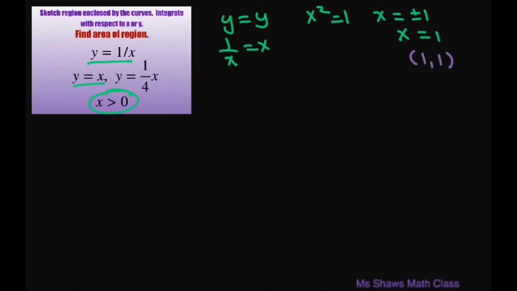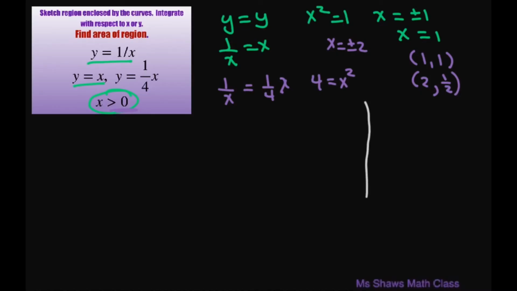And we also have 1 divided by x equals 1/4 x. So that's going to give you 4 equals x squared. So we have x is plus or minus 2. Again, we want our x to be positive, so our x is just going to be 2. Now for this one, if x is 2, then y is going to be 1/2. And we're doing that so we can help graph these. So let's go ahead and graph them all.